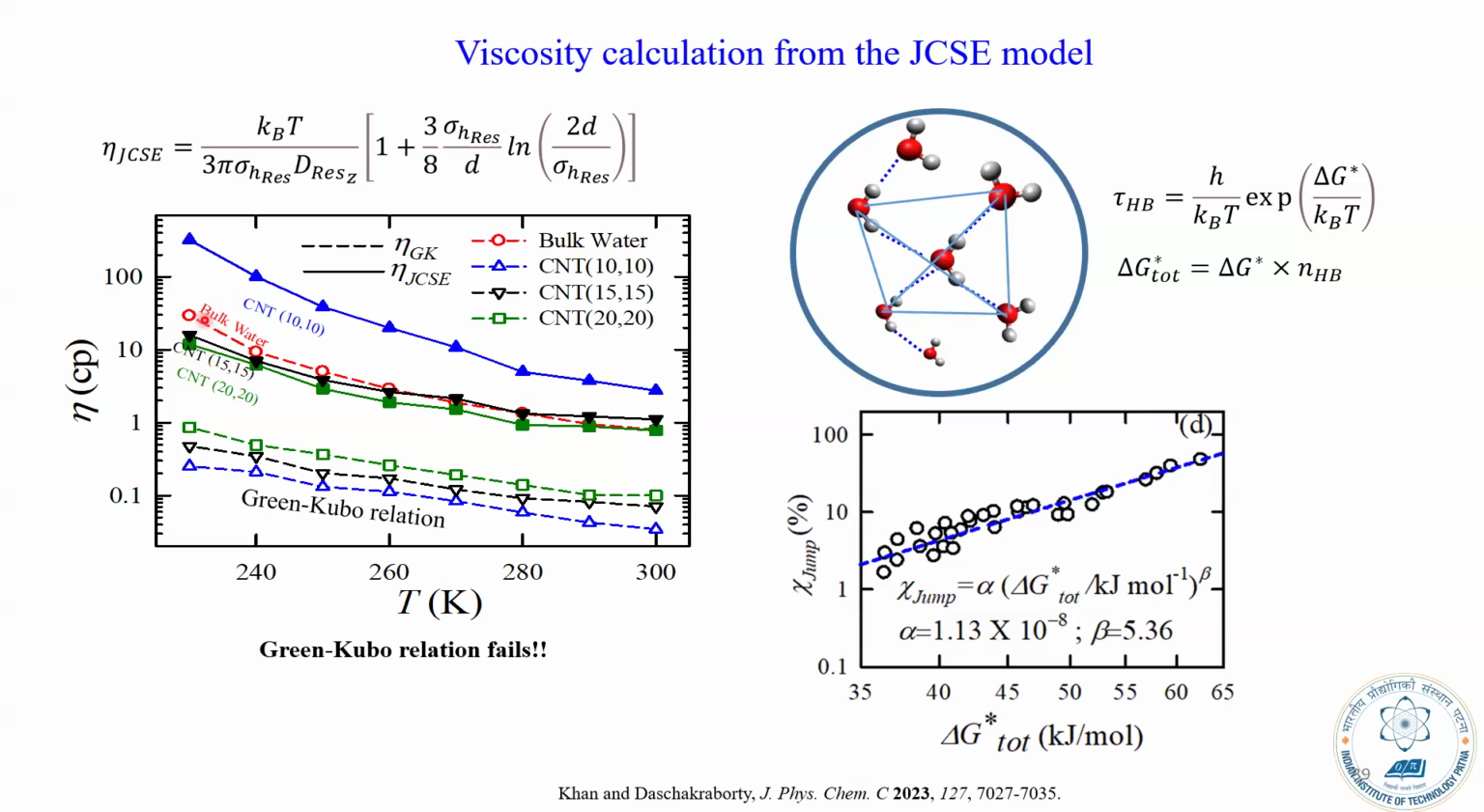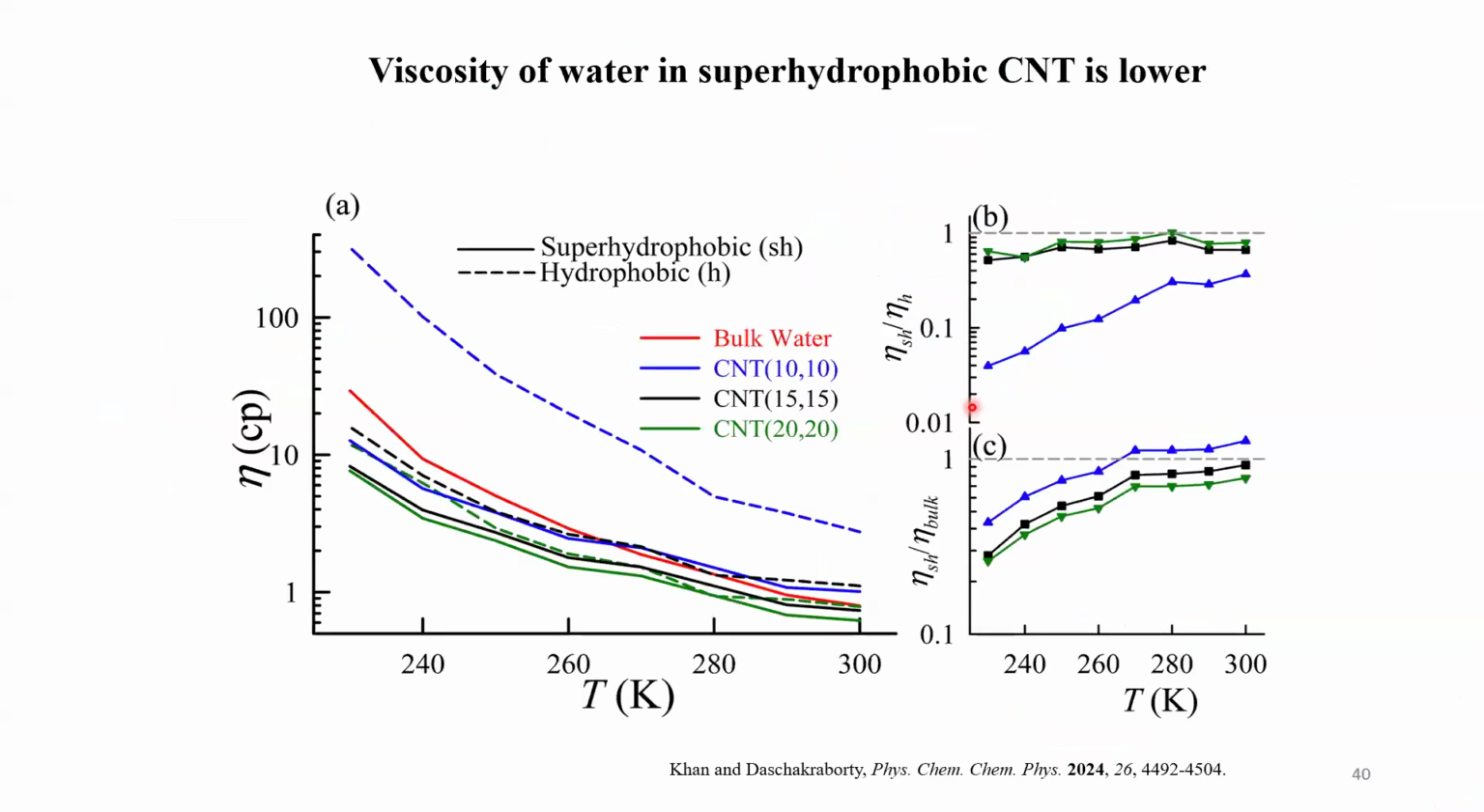These trends also follow the diffusion trends, and you can also explain why the viscosity is so high inside the carbon nanotube of narrower diameter, because the hydrogen bonds are very strong. Although hydrogen bonds are reduced, particularly the tangential hydrogen bonds on the surface are very strong. The free energy for breaking the hydrogen bond is increasing, and therefore the viscosity of the water is supposed to be higher, which is consistent with the diffusion.